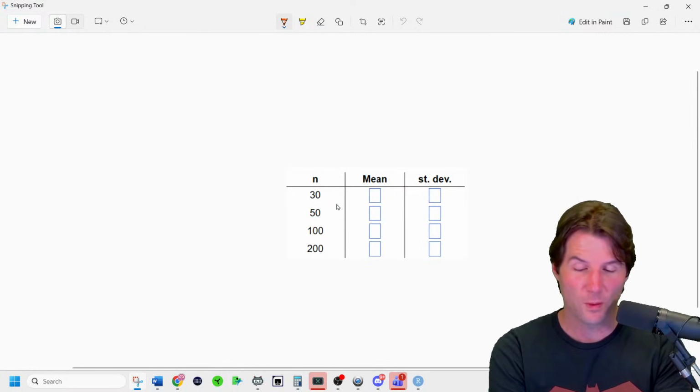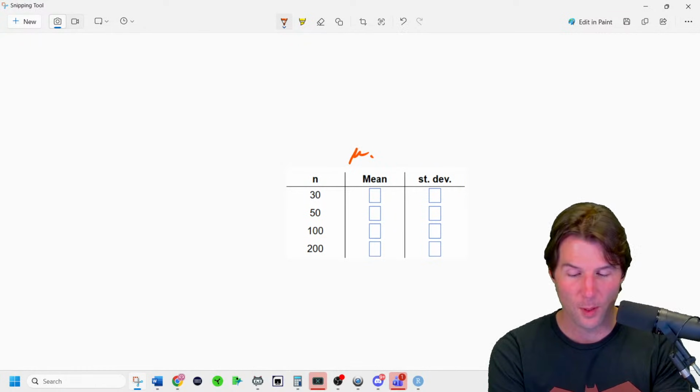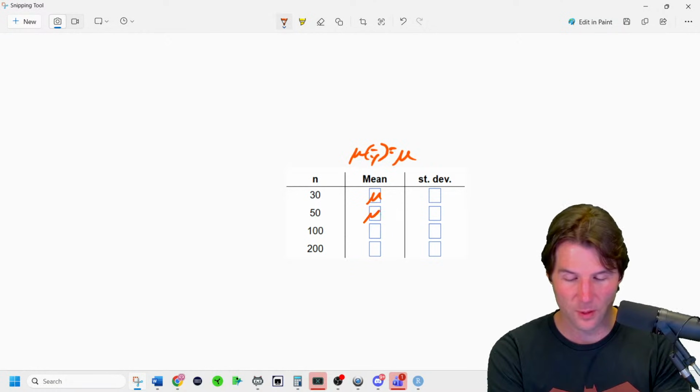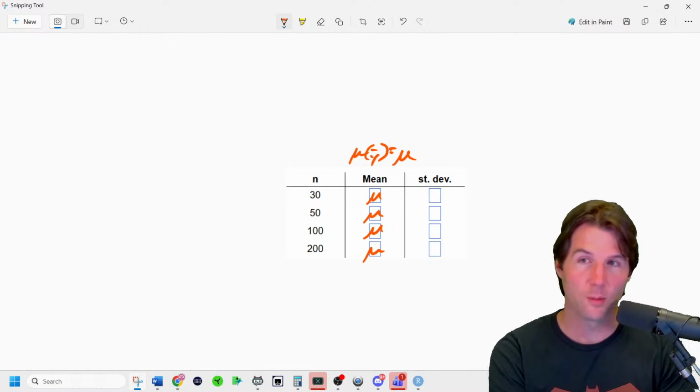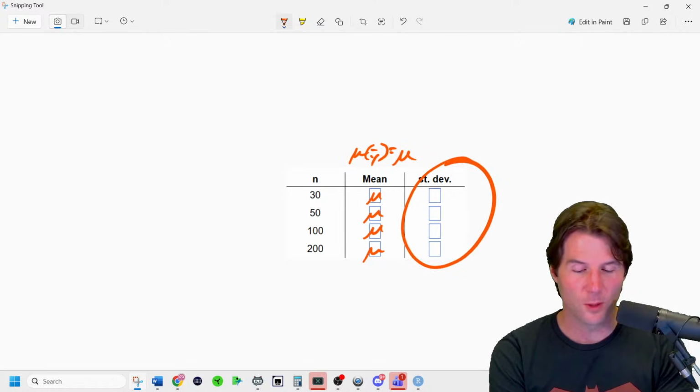The formula for this one right here is just mu y bar equals mu. So literally, all of these are mu. Does that make sense, Peyton? All of those are going to be mu. This second one right here is a little more complicated.